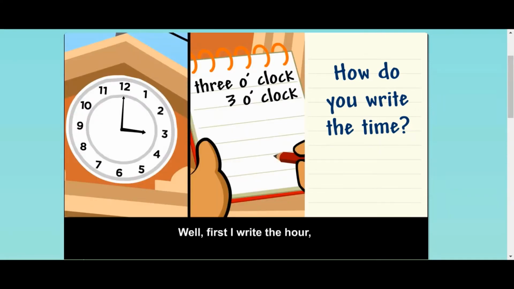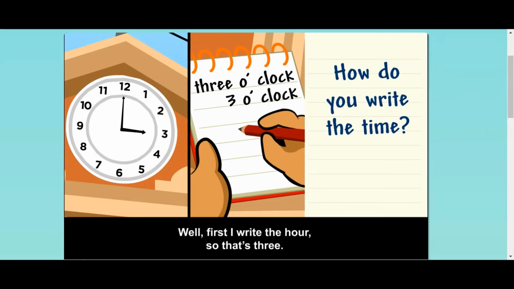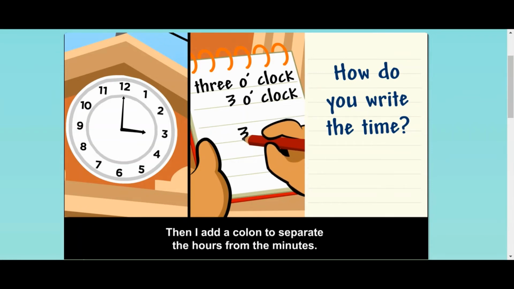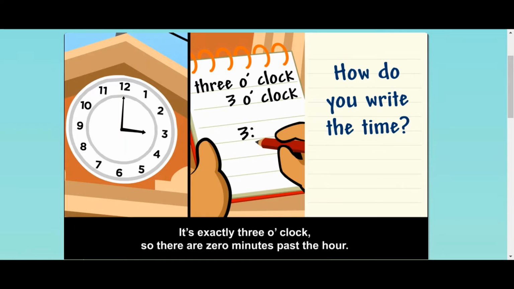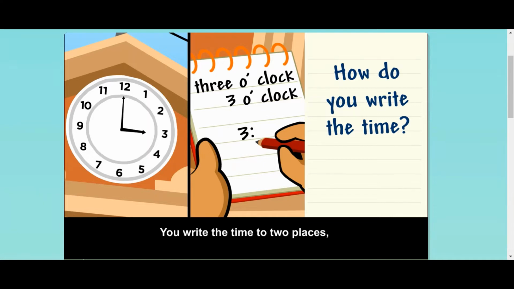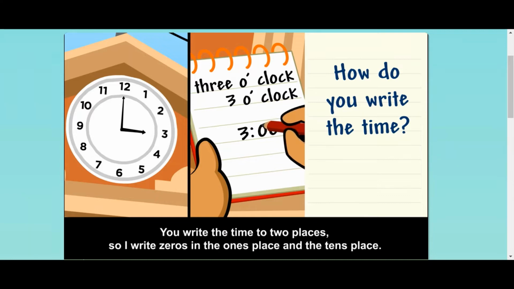Well, first I write the hour, so that's 3. Then I add a colon to separate the hours from the minutes. Finally, I write how many minutes are past the hour. It's exactly 3 o'clock, so there are 0 minutes past the hour. You write the time to 2 places, so I write zeros in the ones place and the tens place.